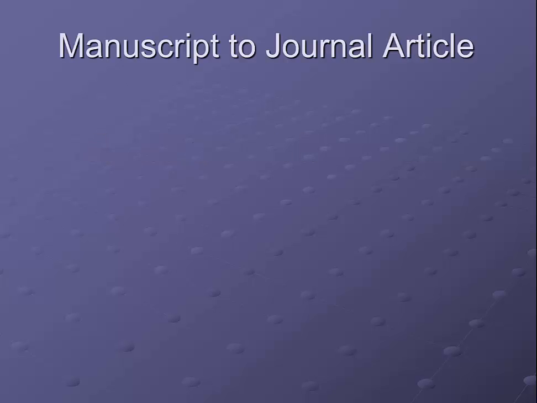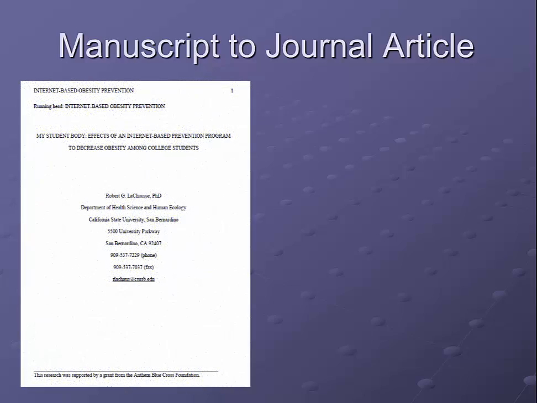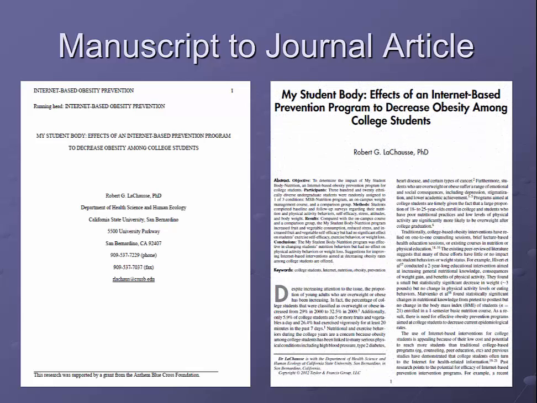Remember that there's a process between writing the actual report or manuscript to it becoming a journal article. And so we write a manuscript, formatting it according to the American Psychological Association's guidelines that will go through peer review once we submit it to an academic journal, and then they will reformat it into the format for their particular journal.